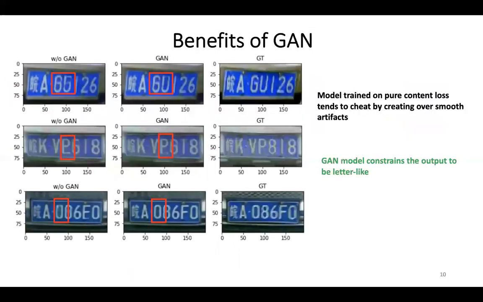So, the benefits of GANs. The first column is images created without GAN, and the second one is with the GAN penalty. As you can see here, the model trained on pure content loss tends to cheat by creating over-smooth artifacts. The GAN network on the other side is constrained to output character-like shapes. So as you can see here, the GAN network tends to produce less significant artifacts than models without the GAN penalty.